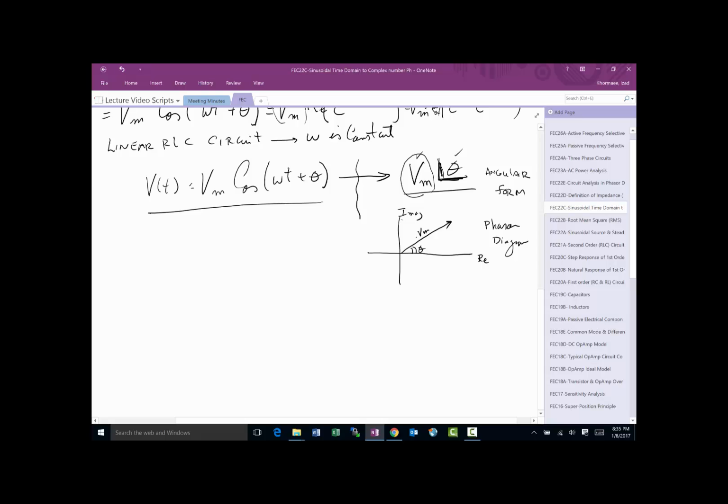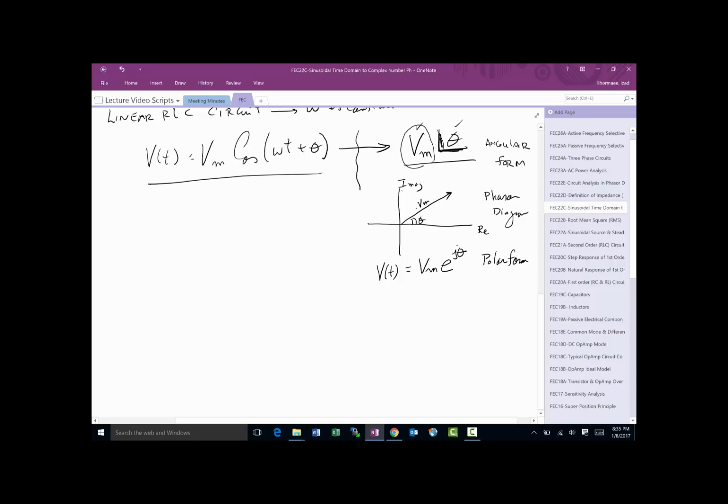Now, can I represent it any other way? Yes, you can also represent this in the form Vm e to the j theta. This is referred to as the polar form. And these are all equivalent to each other. They're all saying exactly the same thing.